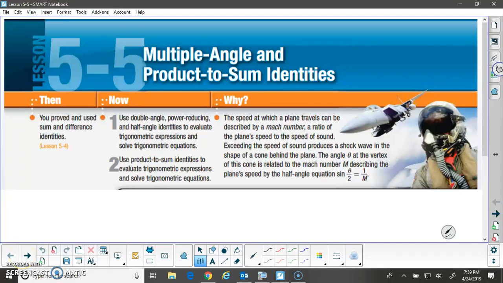Lesson 5 of Chapter 5 is on multiple angle and product to sum identities. We're going to break this lesson into 3 different days. In our first day, we're just going to focus on what we call double angle identities.